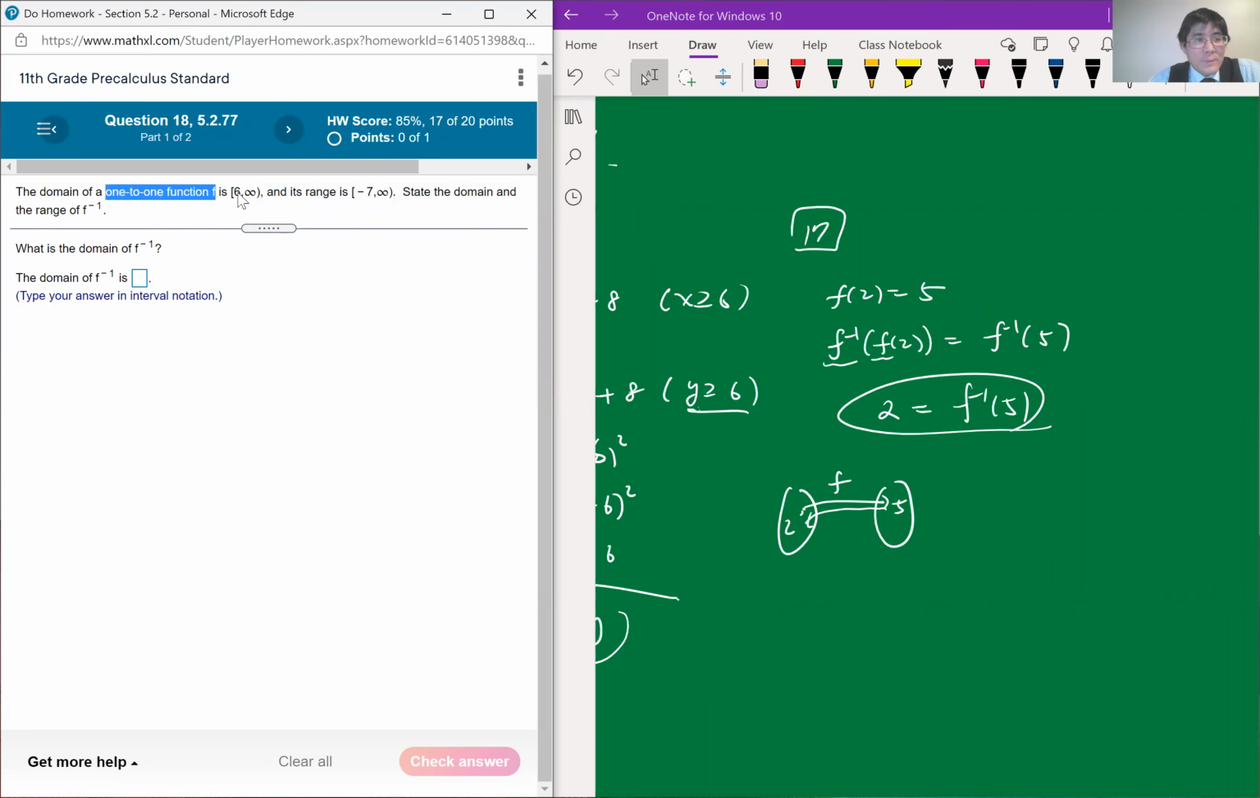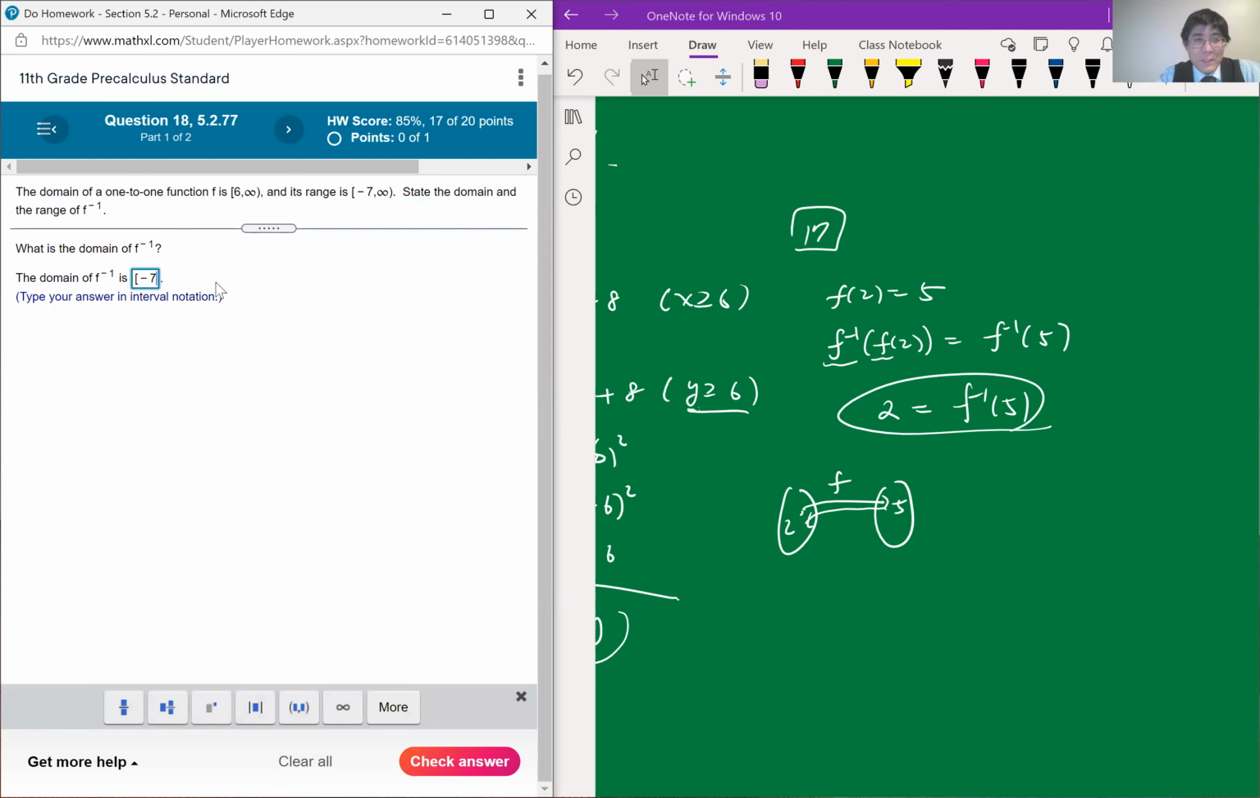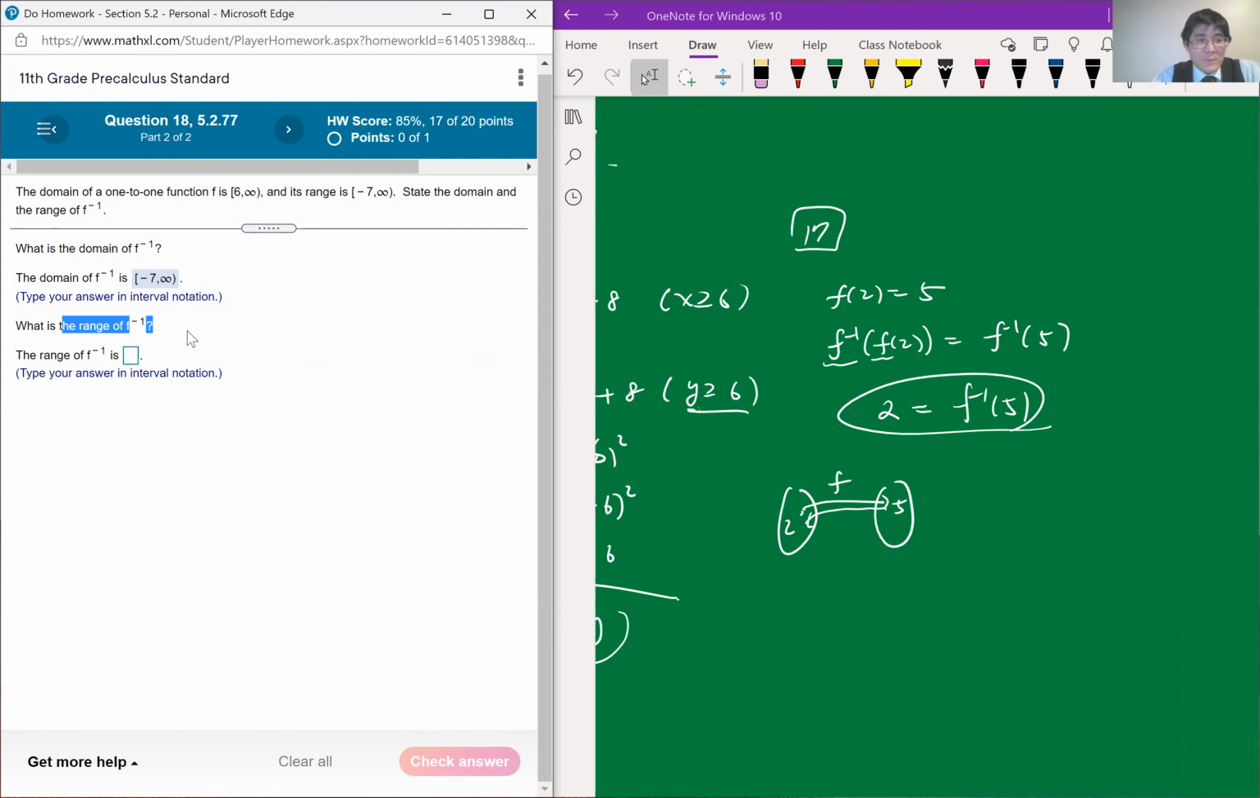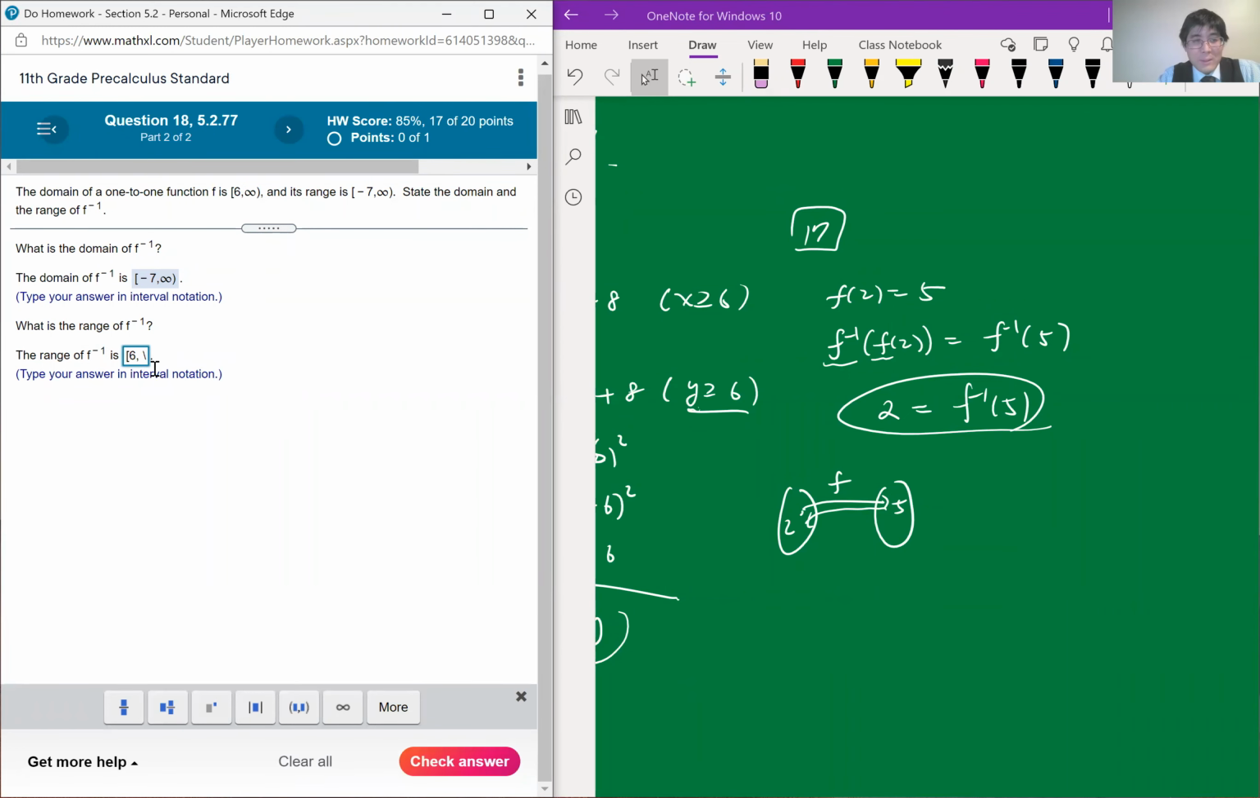Now the domain of the one-to-one function is 6 through infinity and the range is -7 to infinity. So what is the domain of f inverse, which is the same thing as the range of the original function? It's going to be -7 through infinity. Range of f inverse is the same thing as the domain of the original function. So it's going to be 6 through infinity.